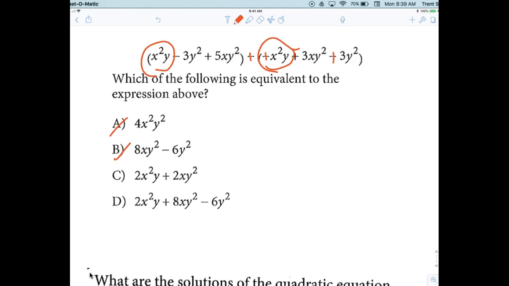So for me, it's just a matter of one more term is all I'm looking for, right? Because both of these are different and the last one is different, so it doesn't matter which one you go for. I would say negative 3y squared and positive 3y squared do what to each other? Cancel. So the answer must have been C. You can only combine like terms.